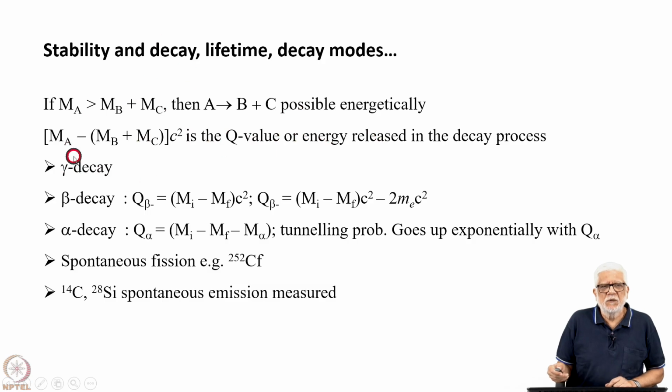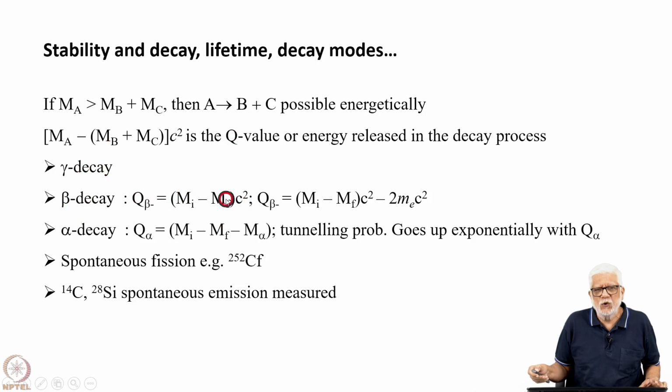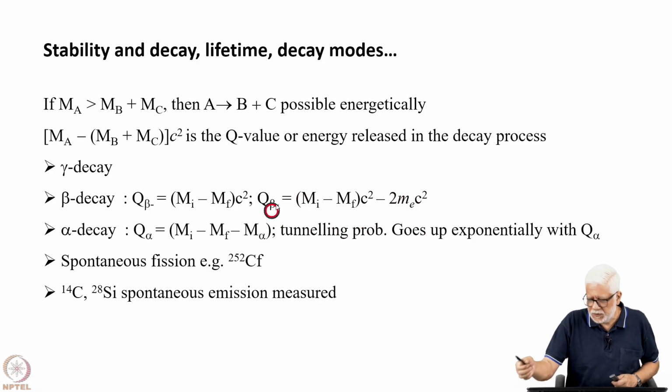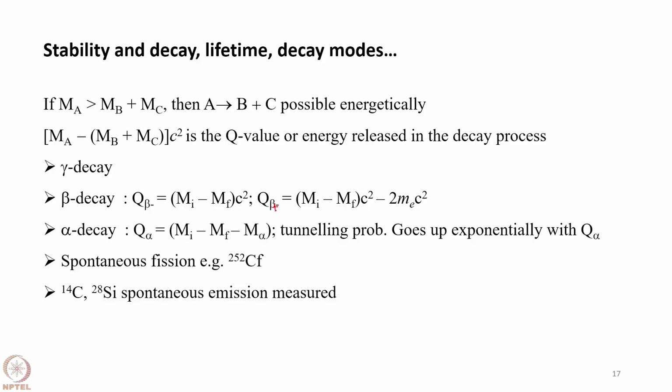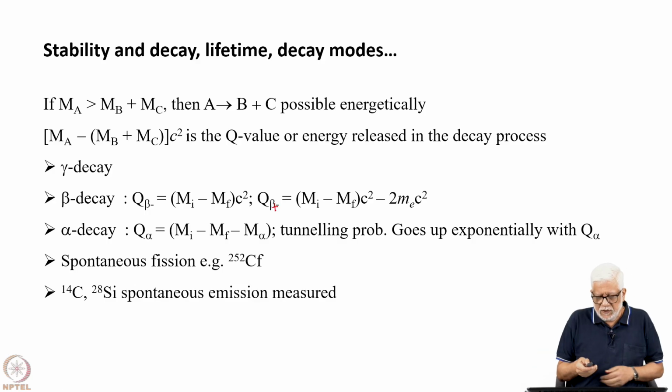And you can also have gamma decay if you have an excited state of a nucleus. If you have beta decay, then the Q value for beta decay is given by the difference in the masses of the initial and final nuclei. And if you have positron decay, of course, there is a typo here, this should have been beta plus, then the difference should be even greater than 2 m_e c squared. In alpha decay, again, for the initial and final states, the mass difference is m_i minus m_f minus m_alpha this time.